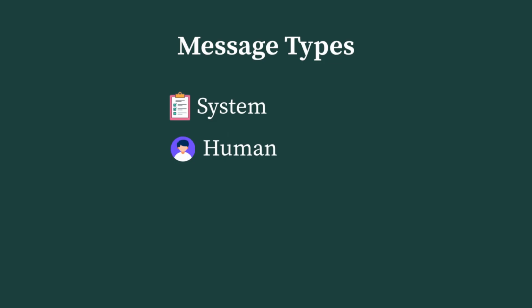Human message. This is the user input. Every time a user types something, it becomes a human message. AI message. This is the model's response. Whatever the AI generates, text or structured data, becomes an AI message. Tool message. This one is advanced. If your model uses tools like APIs, databases, or calculators, the result comes back as a tool message. So now the model knows who said what, what happened before, and what to do next. That's why conversation feels natural.